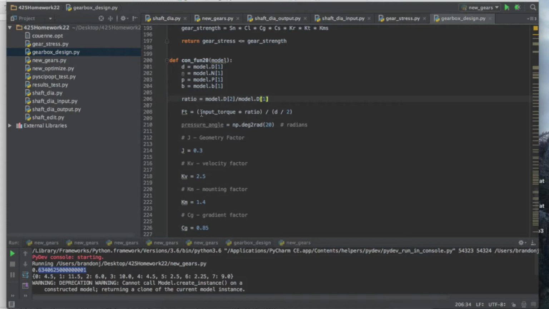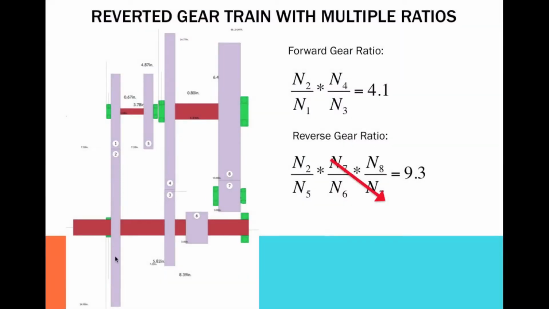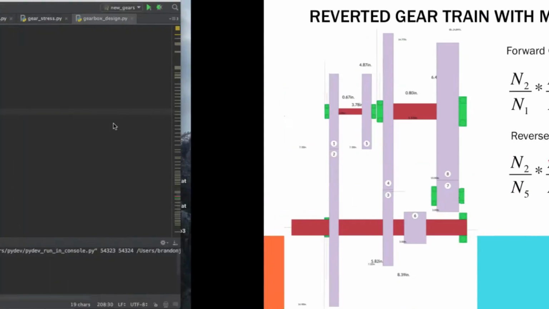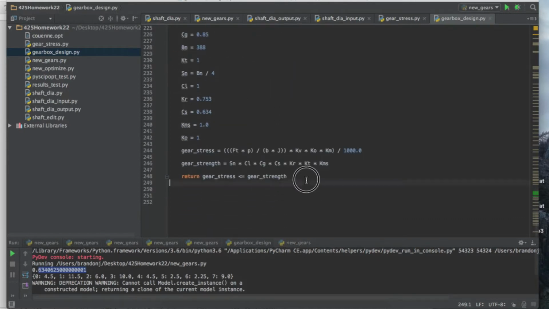So if we look at this diagram, we see that gear 2 is bigger than gear 1. That means the torque on 2 is going to be greater than it was on 1. So if we look at that, we see that it just multiplies, right? So this ratio should be greater than 1. So that's it. That's all we had to do for that one.